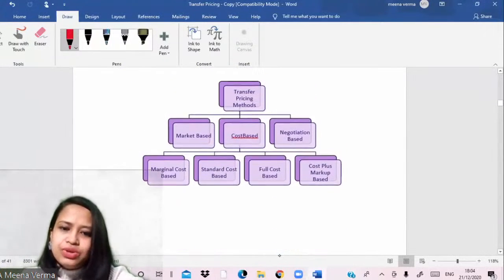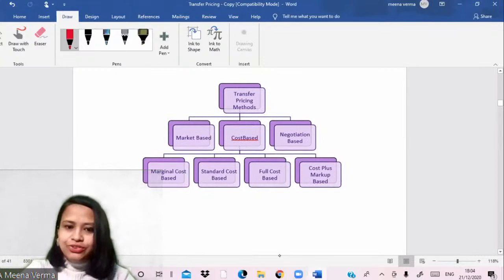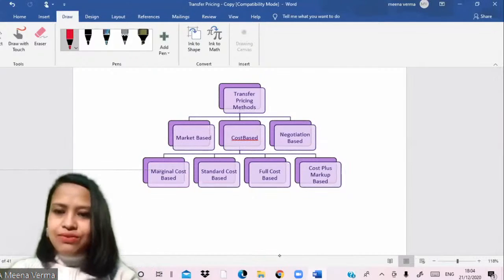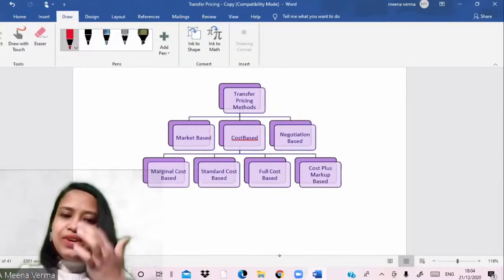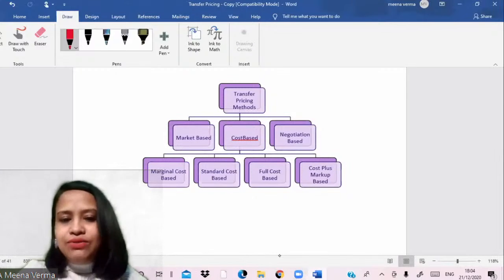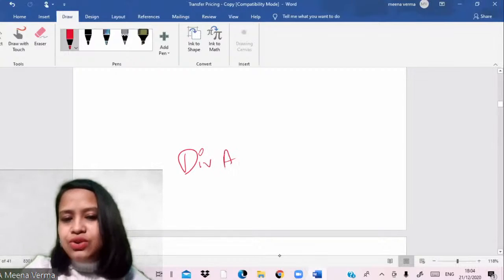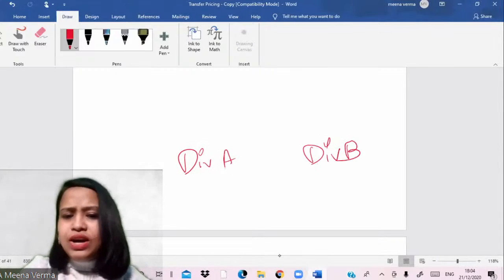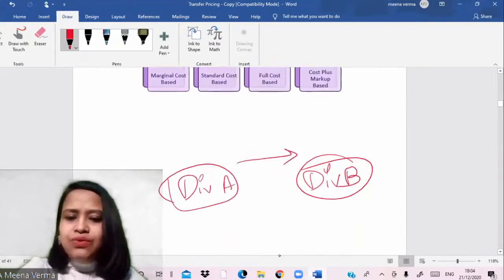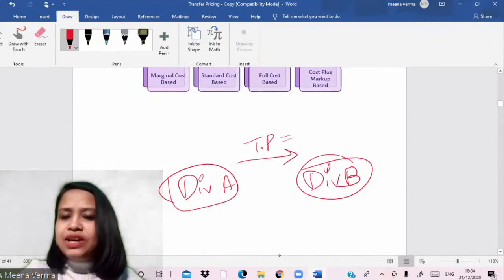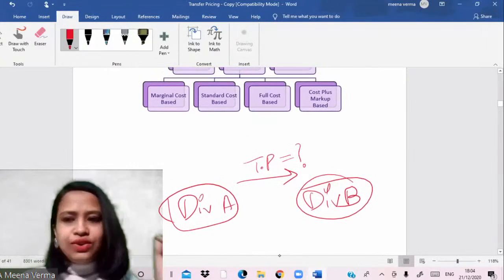We have questions related to goal congruence, but I think these topics are left. We have to cover these topics first, then we will do a numerical related to goal congruence. In the previous session, we discussed the topic in which we decide, when we are transferring goods or services from division A to division B, that we can decide the transfer pricing considering the market value or sharing the profitability of the entire organization. We have discussed the question related to this.